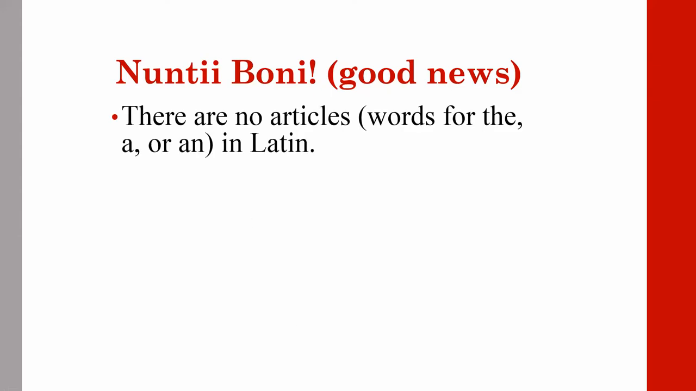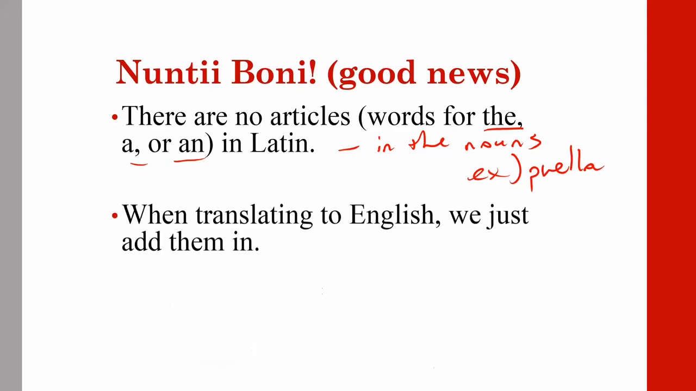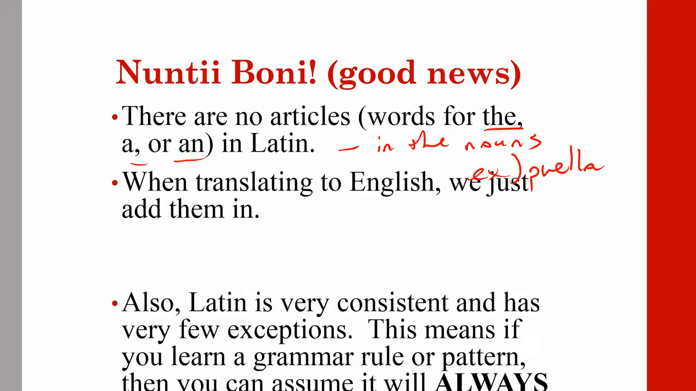First, in Latin, there are no articles, so there aren't any words for the, a, or an. What does this mean? Well, we kind of assume that they're in the nouns. So if you see a noun, you don't just say girl, for example. You say the girl or a girl, even though that word is not present, okay? So if I see the word puella, which means girl, I'm not going to just go girl. I'm going to think the girl or a girl if it's in a sentence to make it make better sense in English. So you add them in.